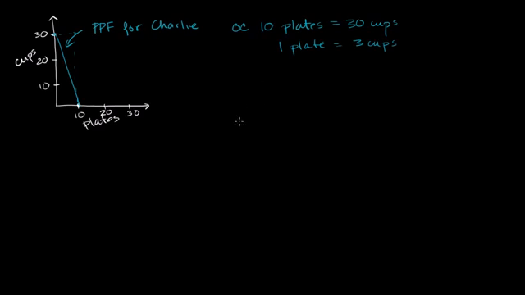Now, that's fair enough. Now let's think about another producer in this market for dinnerware. Let's call her Patty. If Patty focused all of her time on cups, she could produce 10 cups in a day. And if she focused all of her time on plates, she could produce 30 plates in a day. And she also has a linear production possibilities frontier. So that right over there is the PPF for Patty.